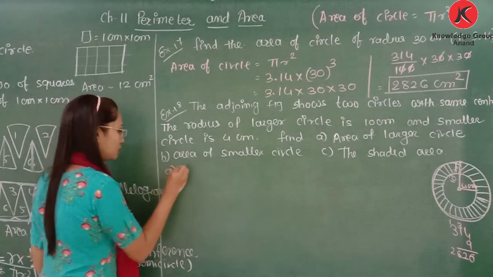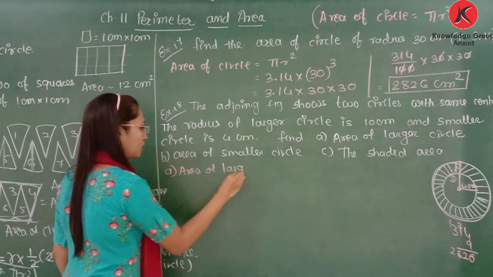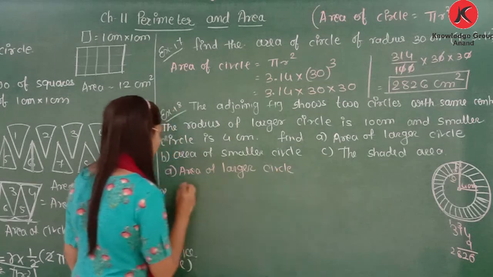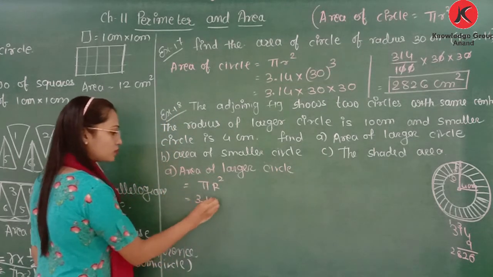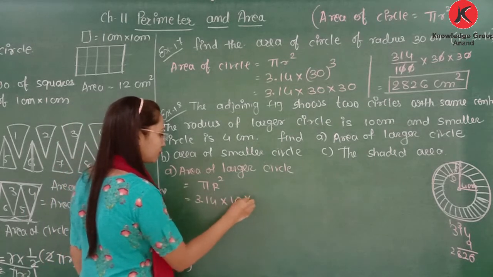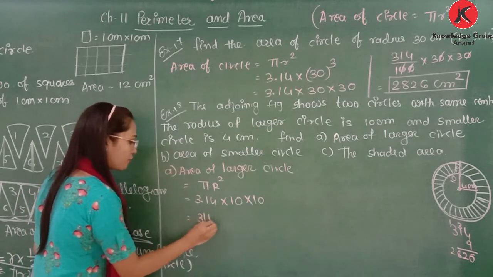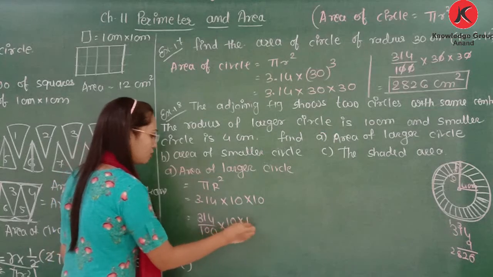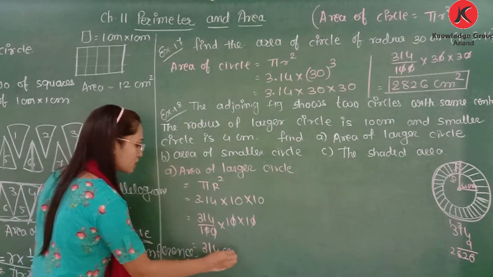So first, the area of the larger circle is pi r square. Pi is 3.14. Radius is given, 10. So 10 multiplied by 10. 3.14 is 314 divided by 100. So it is 314 square centimeters.